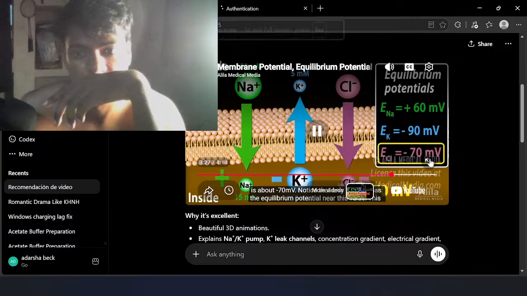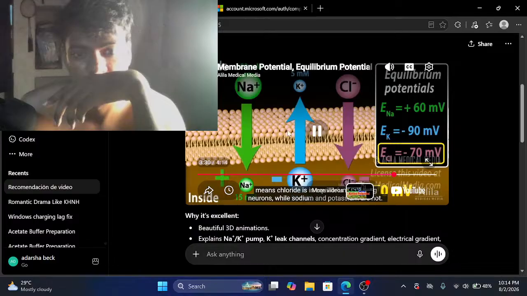Equilibrium potential near this value. This means chloride is in equilibrium in a resting neuron.